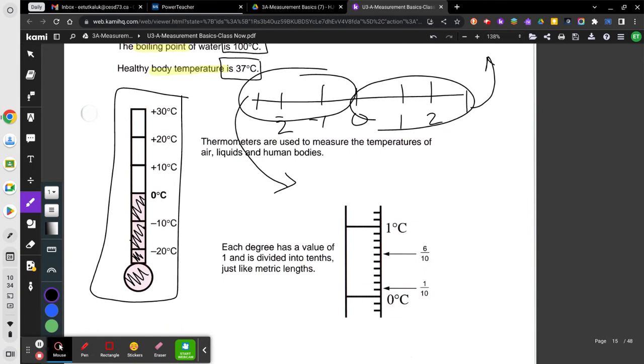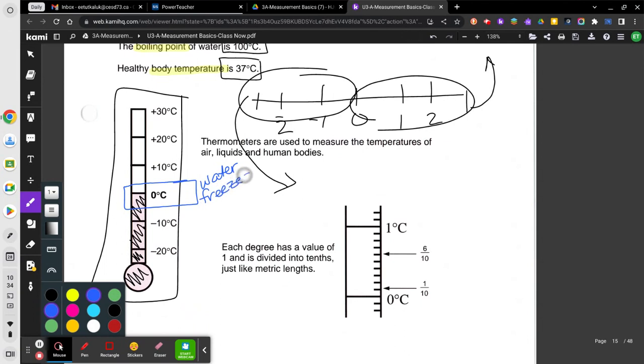So we know another one is that things freeze, water freezes at what temperature? 0 degrees. That's another one we need to remember, is that water freezes at 0 degrees. So water freezes at 0 degrees Celsius.